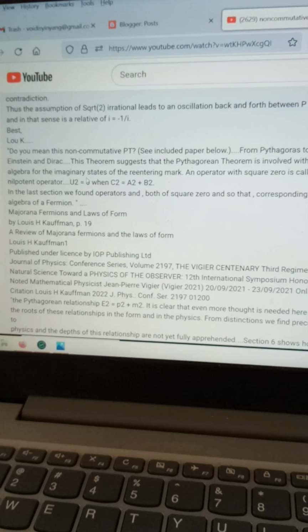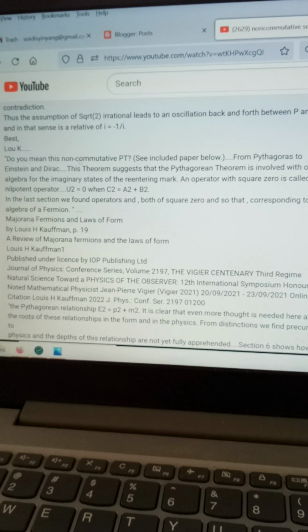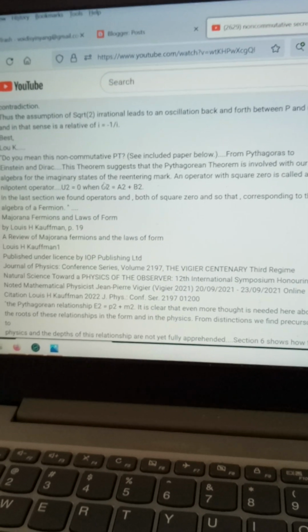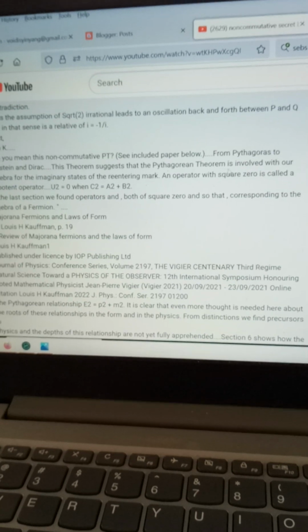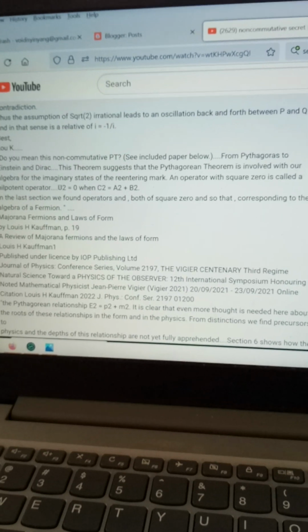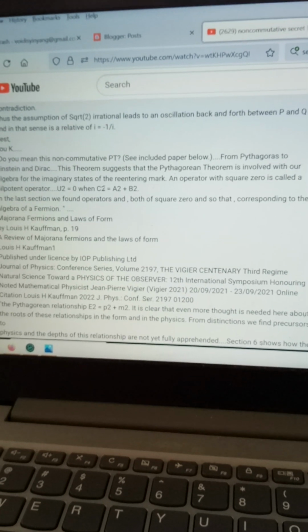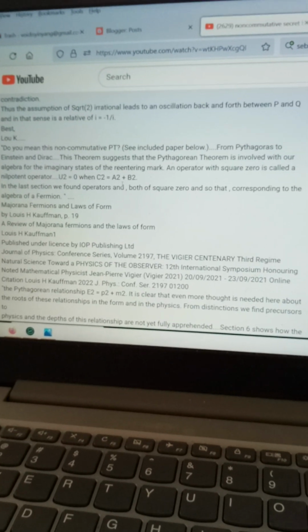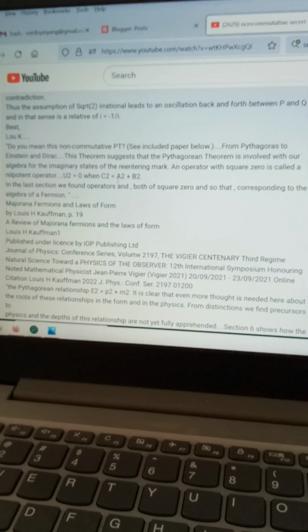Now, what he then says is that in the paper he refers to, the non-commutative Pythagorean theorem, it relies on this imaginary phase of time where the operator is a square zero called the nilpotent operator. So when you have that nilpotent operator equals 0, then you actually end up with the Pythagorean theorem. So in other words, you have that non-commutative time inherent to the Pythagorean theorem, and that's ignored when you learn the typical Pythagorean theorem.